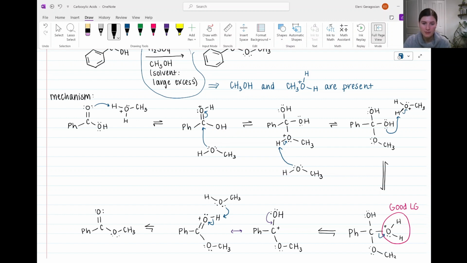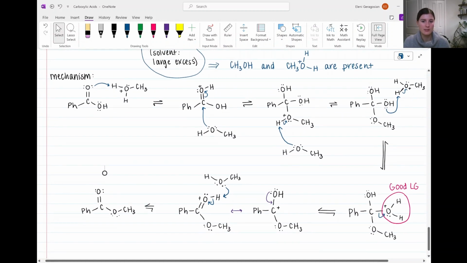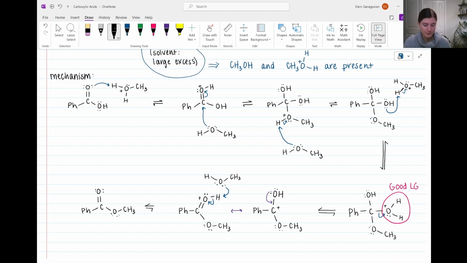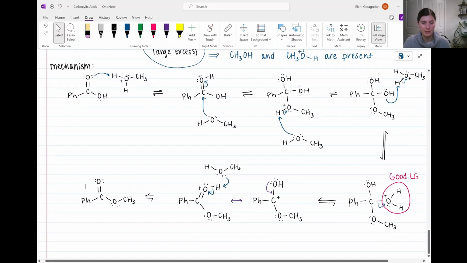That leaving group will leave, and one of the resonance structures of that next molecule has a double bond between oxygen and carbon. And when that double bond exists, we can see that that hydrogen bonded to that double bonded oxygen can be removed by a neutral solvent molecule, and we get our final product. So let's look just a little bit more detail into the resonance structures that we've drawn. We'll draw all of the major resonance structures for that intermediate. But as it stands here, this is the complete mechanism for the Fischer esterification.